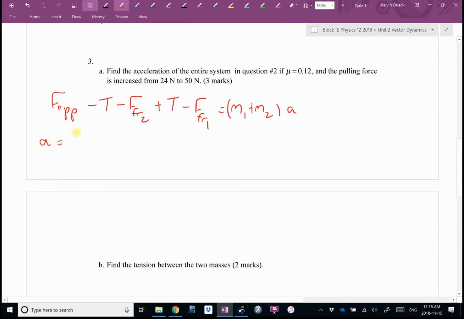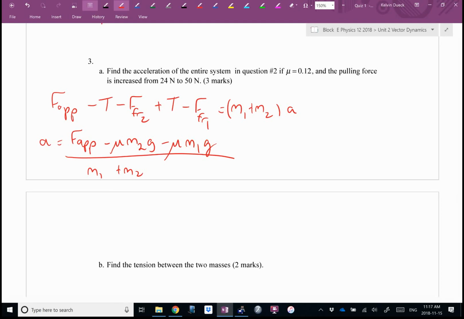A is going to be F applied all over M1 plus M2, minus friction, which is what times what? Mu times the normal force. I don't know the normal force. Oh, but look, another force the same size as the normal force. And this is where the M2G and the M1G show up when there's friction.